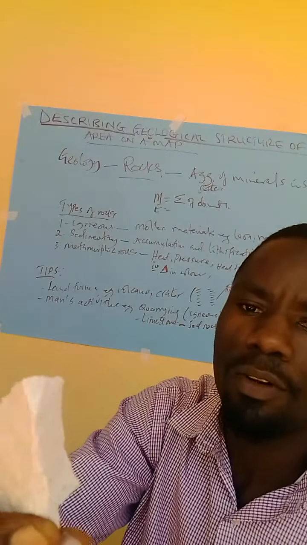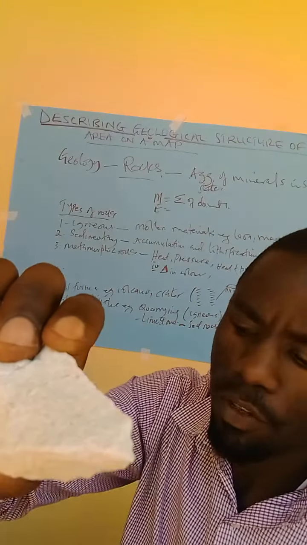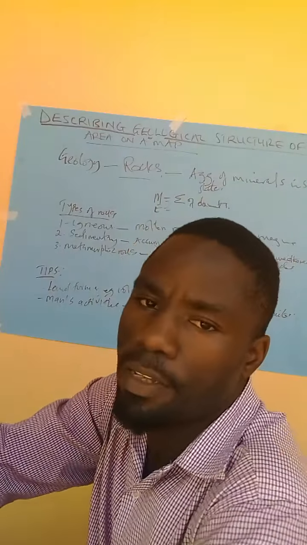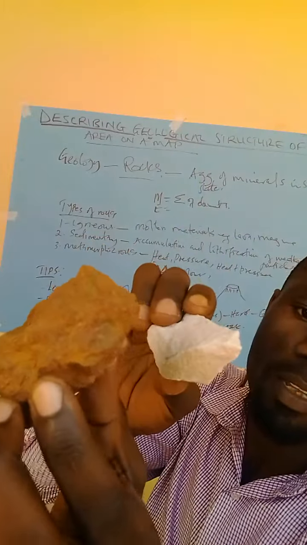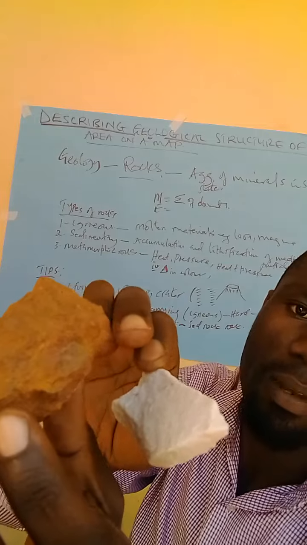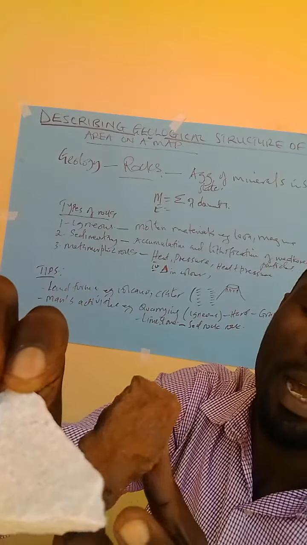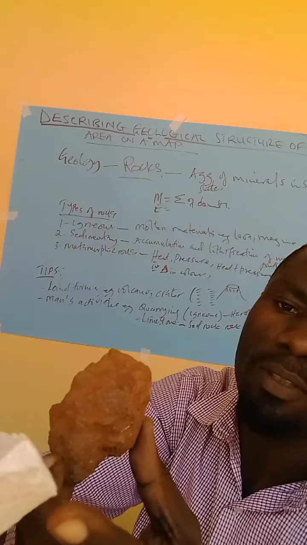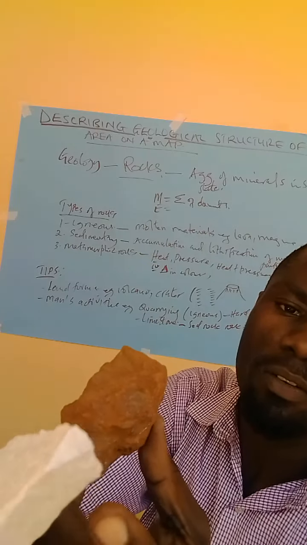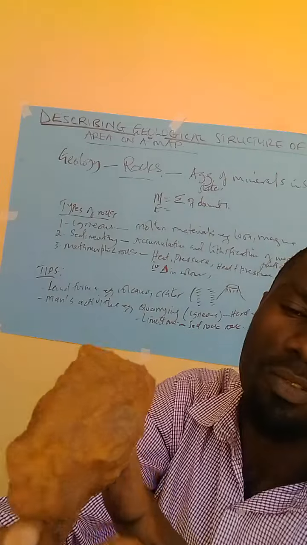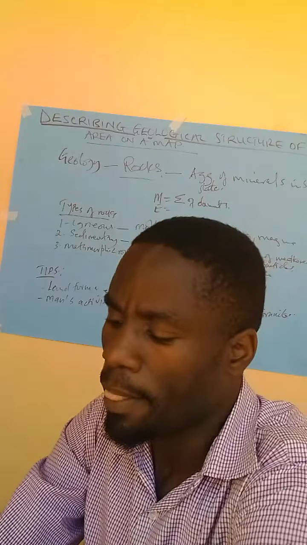It is an igneous rock. When you look at the particles of this rock, they are different from the particles of this one. These ones, you see that they are jointed sediments. But this one, when you look at it, the particles are crystalline in nature. So this one is formed by crystallization. Particles are very fine. In this one, particles are jointed.